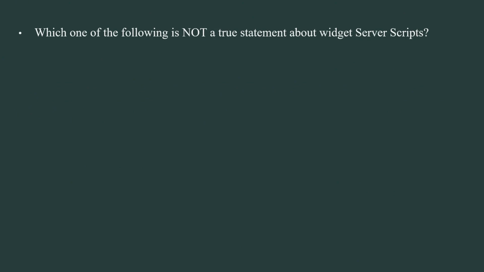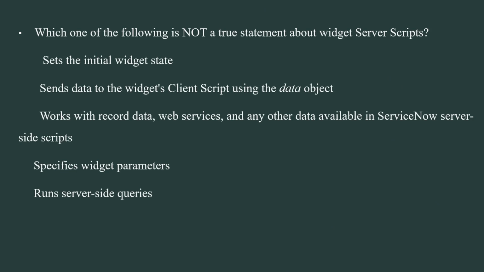Next, which one of the following is not a true statement about widget server scripts? Let's see. Sets the initial widget state, sends data to the widget's client script using the data object, works with record data, web services, and any other data available in ServiceNow server-side scripts. Specifies widget's parameters, runs server-side queries. Answer is specifies widget parameters. The option schema specifies widget's parameters.